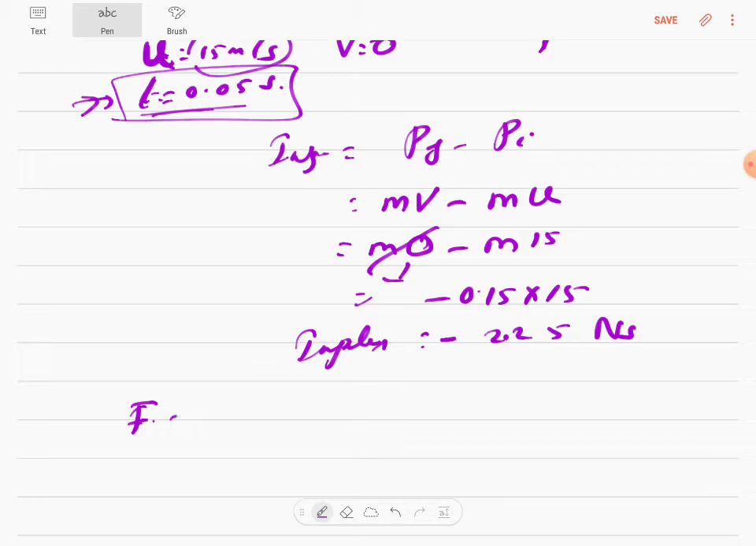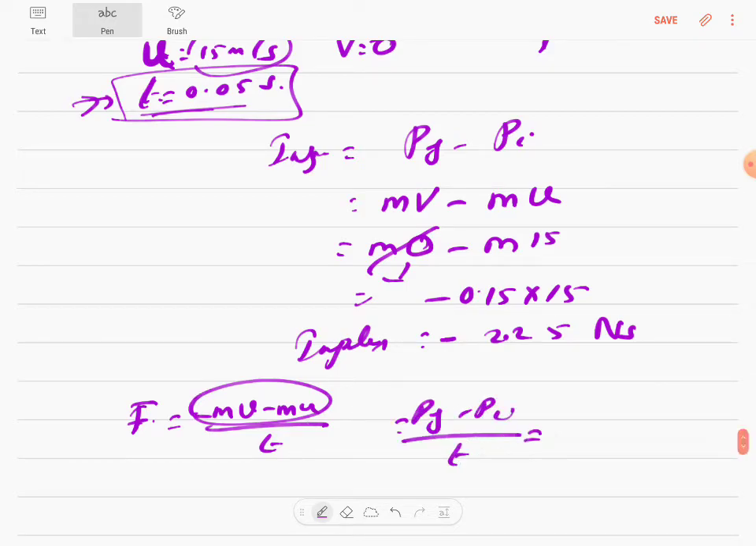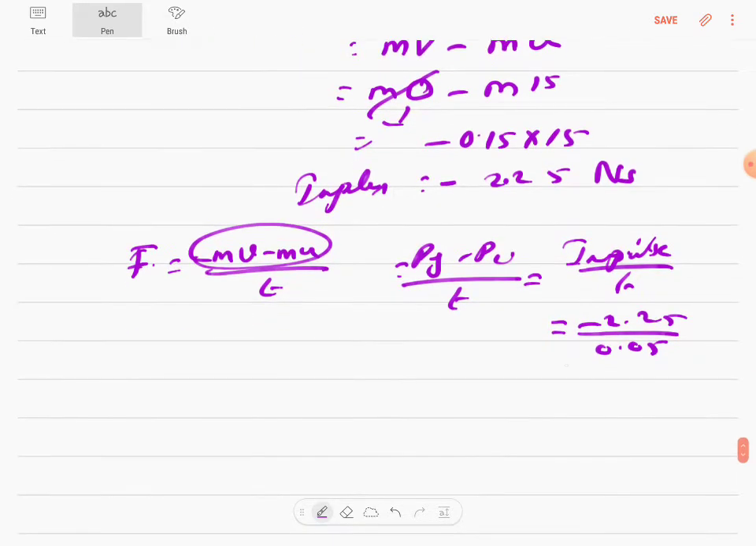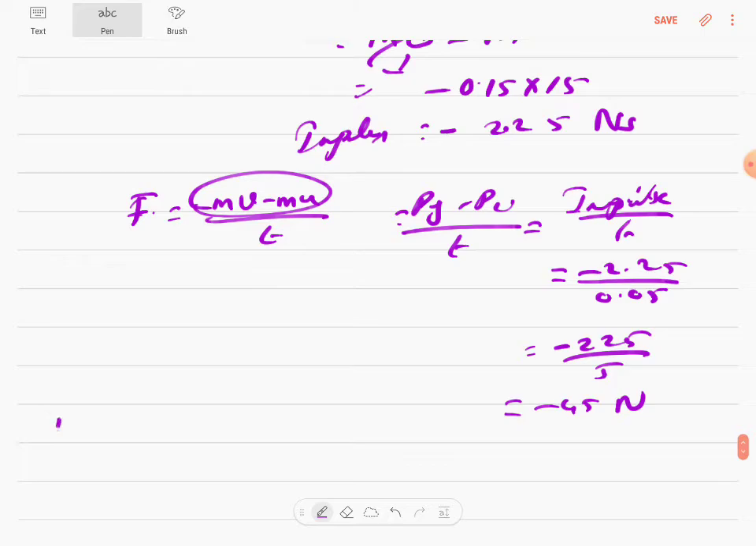You know that force is the rate of change of momentum, mv minus mu by t. You already found mv minus mu, which is p final minus p initial, by t, which is nothing but impulse by t. So minus 2.25 by the time taken, 0.05. Multiply numerator and denominator by 100, it becomes minus 225 by 5, and on dividing you get minus 45 newtons. So are you clear? Let's go to the 11th sum in Aurora.